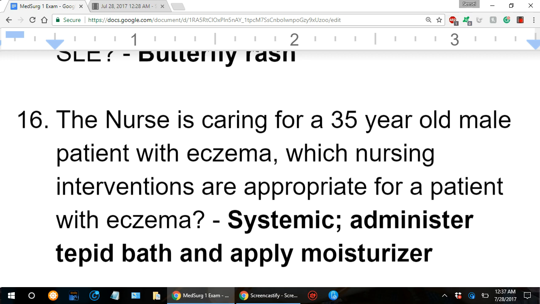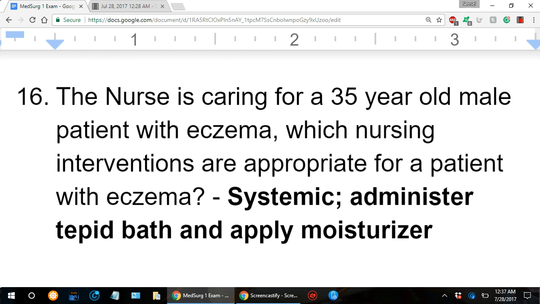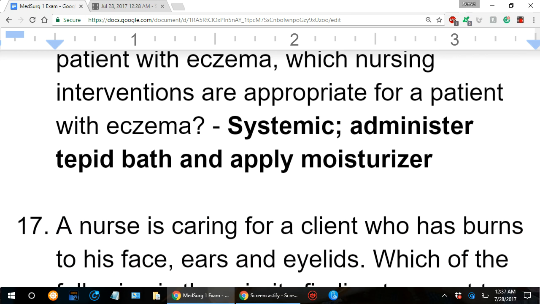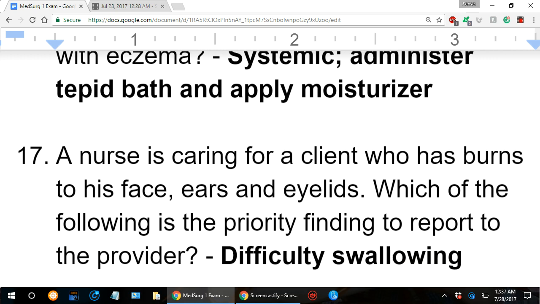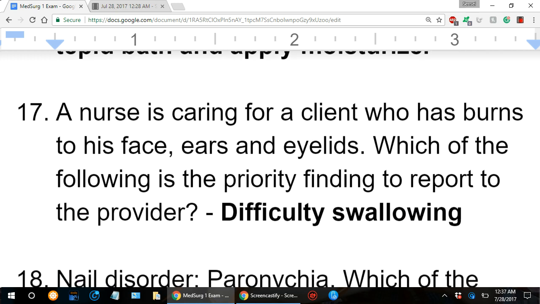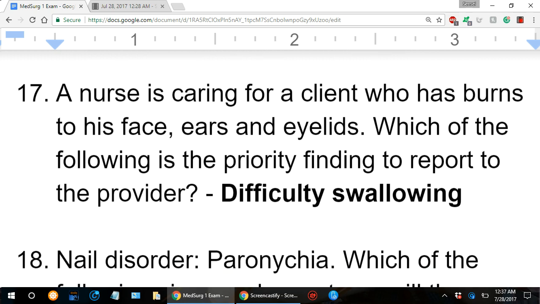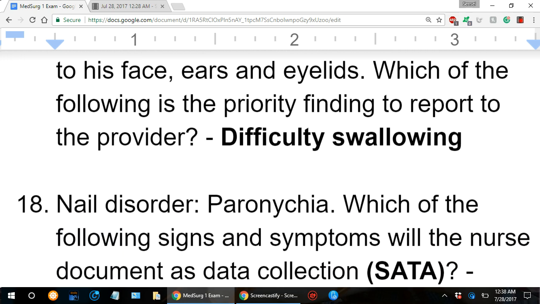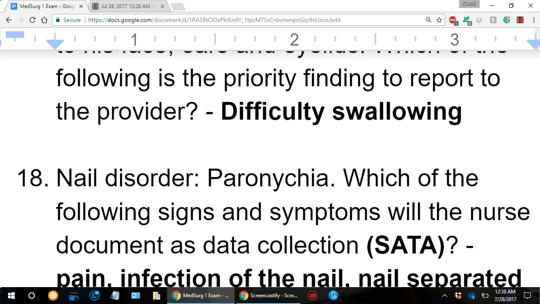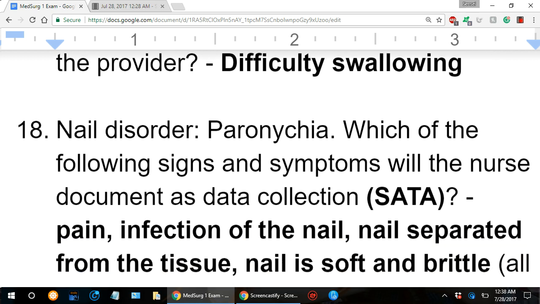The nurse is caring for a 35-year-old male patient with eczema. Which nursing interventions are appropriate for a patient with eczema? The answer is to administer tepid bath and apply moisturizer. A nurse is caring for a client who has burns to his face, ears, and eyelids. Which of the following is a priority finding to report to the provider? Difficulty swallowing.